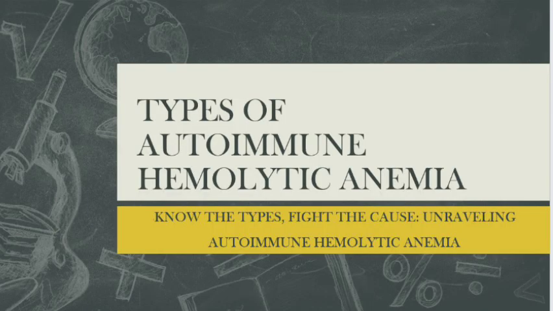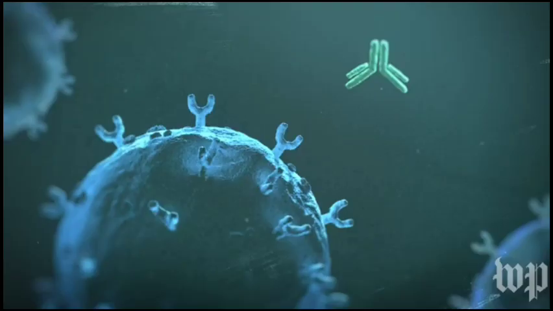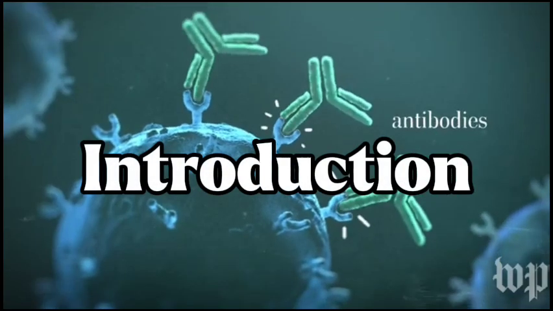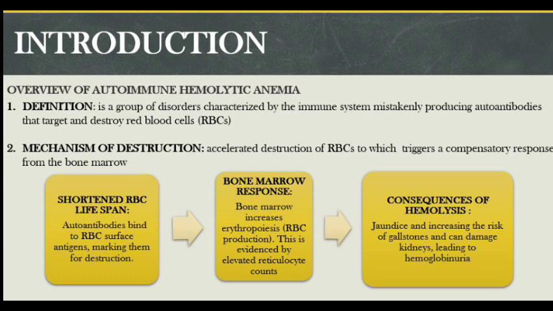Welcome to our presentation on autoimmune hemolytic anemia, a condition where the immune system mistakenly destroys its own red blood cells. In this video, we will guide you through the different types, mechanisms, and diagnostic strategies that every medical laboratory scientist should understand. To begin with, what exactly is autoimmune hemolytic anemia?